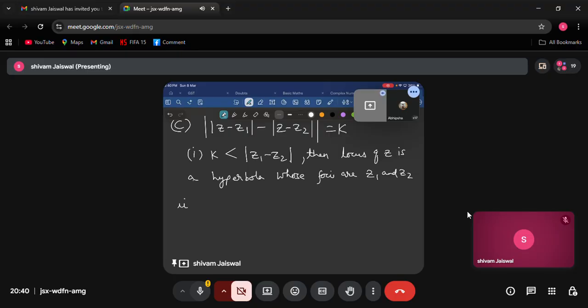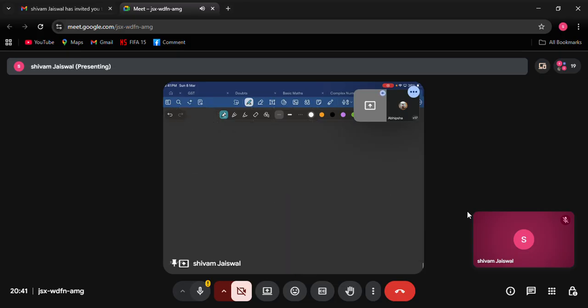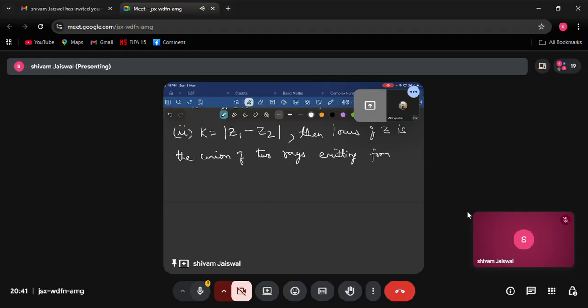Next, number 2. If k equal to mod of z1 minus z2, then locus of z is the union of two rays emitting from z1 and z2 in opposite directions.